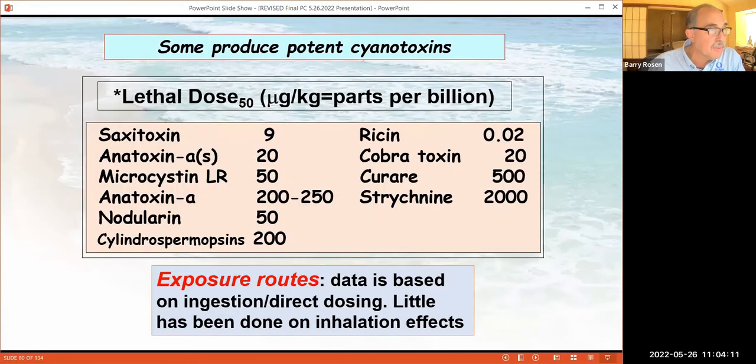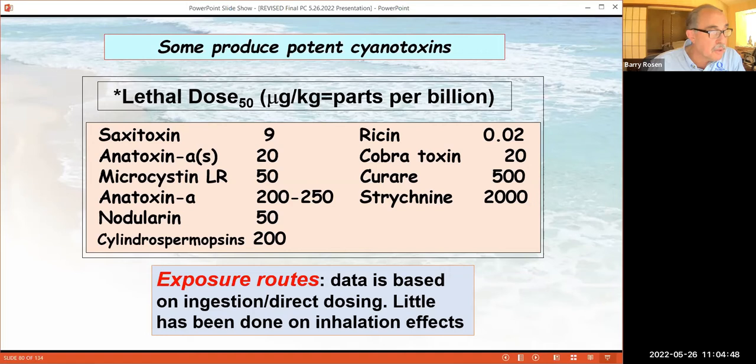Next slide. So how potent are these? First of all, the lethal dose where 50% of the animals die, you inject a microgram of toxin per kilogram of body weight of the organism, is parts per billion. Look at saxitoxin. It's way up there on the top of the chart on the left. Ricin, which comes from castor beans, is more potent, but saxitoxin is more potent than cobratoxin. Anatoxin-a(s), well, I should have called it guanitoxin, is as potent as cobratoxin.